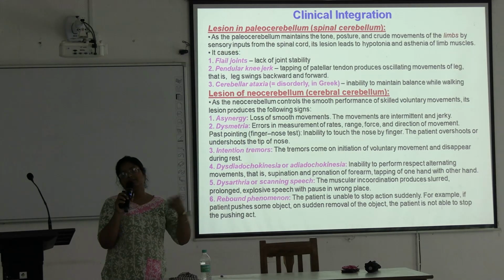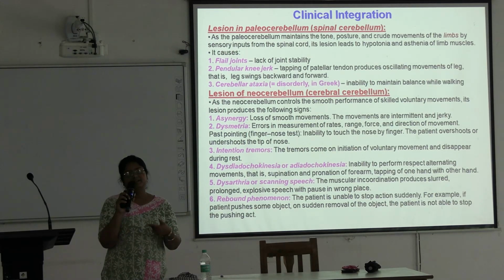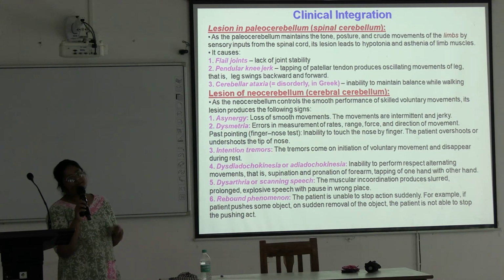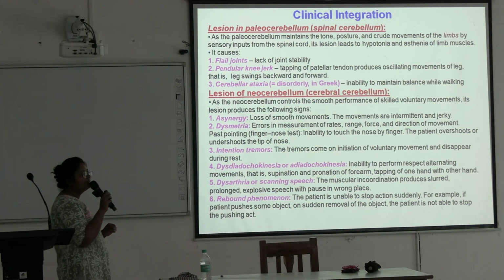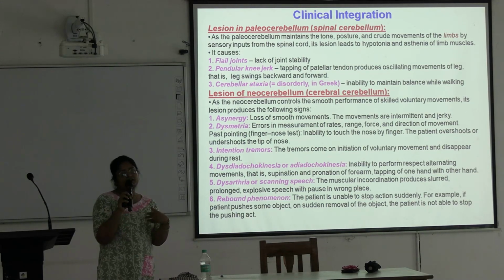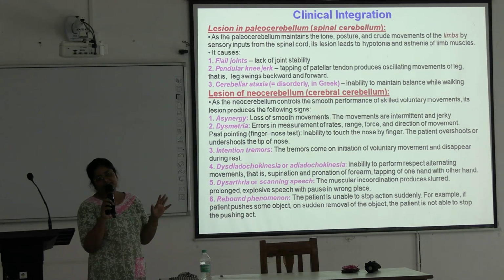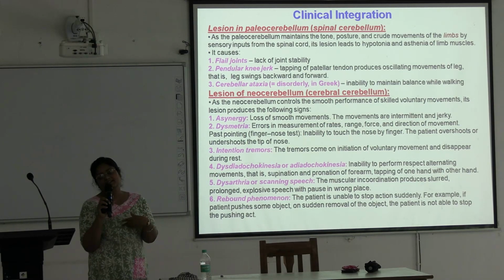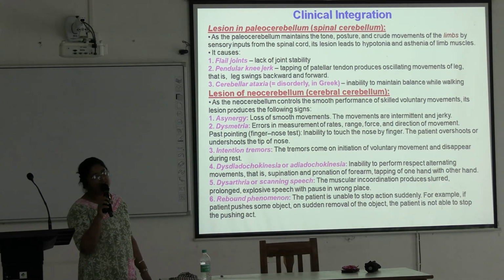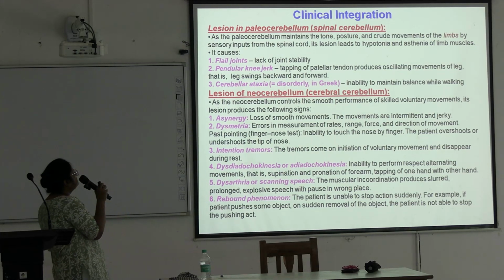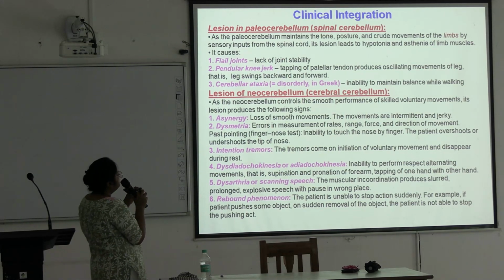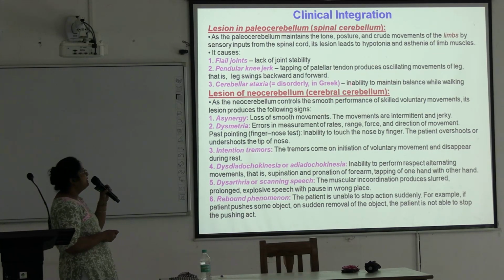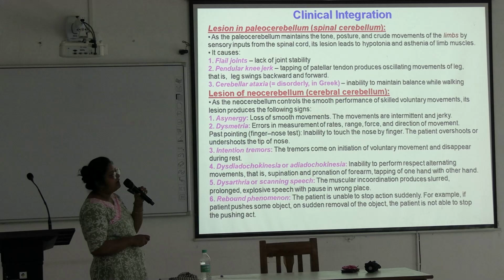If you tap over the patellar tendon, the knee is extended forward. There will be extension of the knee joint in case of knee jerk, and this jerk occurs only once in a normal patient, and if a cerebellar lesion is there, there will be multiple jerks. That is known as pendular knee jerk. Next, there is cerebellar ataxia. Ataxia means disorderly in Greek, and there will be inability to maintain balance while walking.